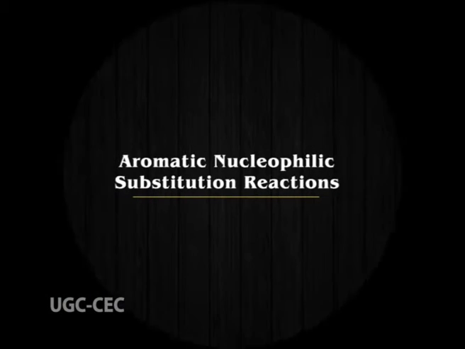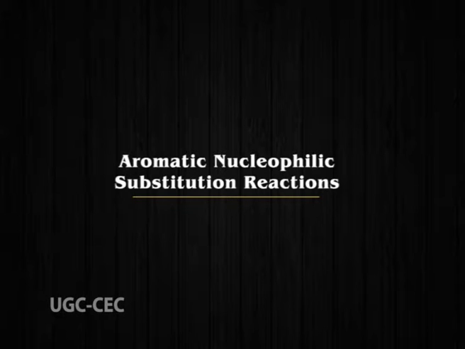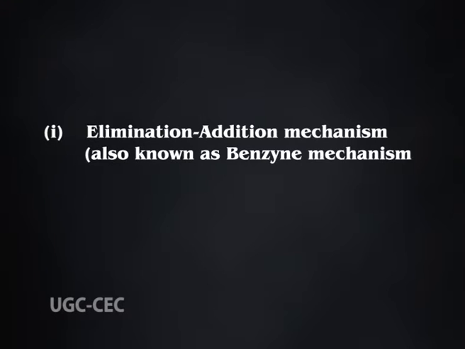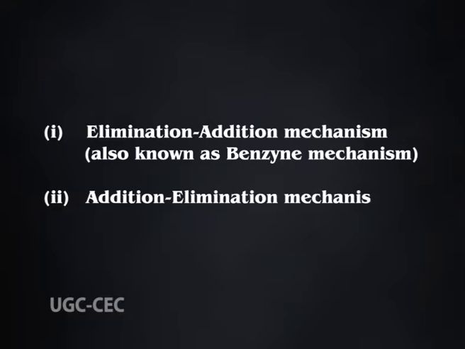Nucleophilic substitution can take place at sp2 hybridized carbon of aromatic and acyl systems also. In these cases, however, the mechanism follows different processes. Aromatic nucleophilic substitution reactions. In aromatic nucleophilic substitution reactions, the substitution takes place at an aromatic carbon atom, and it goes by two different mechanisms. Number 1, elimination addition mechanism. This is also known as the benzyne mechanism. And number 2, addition elimination mechanism.